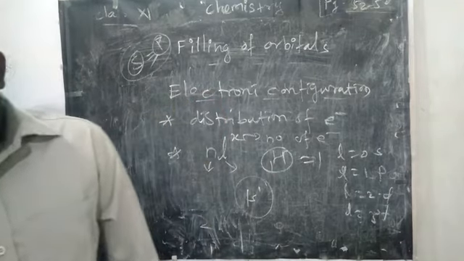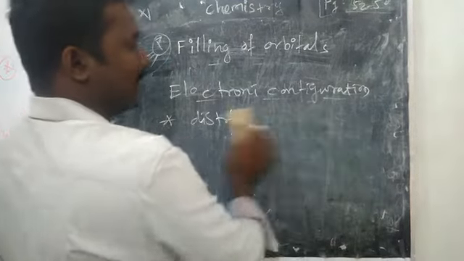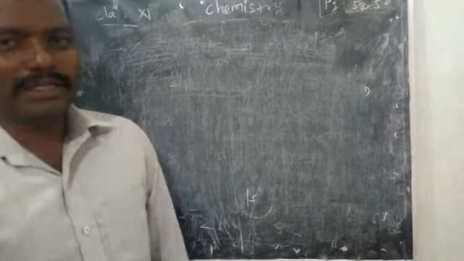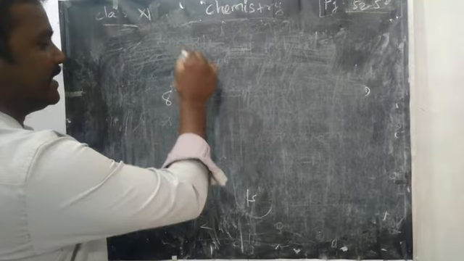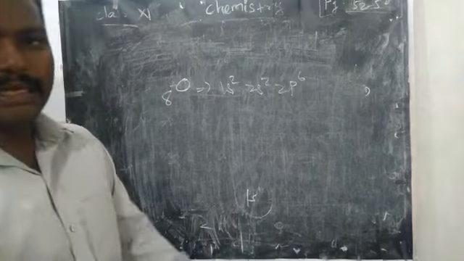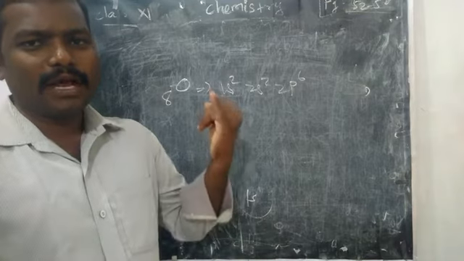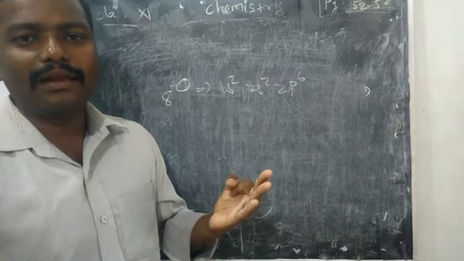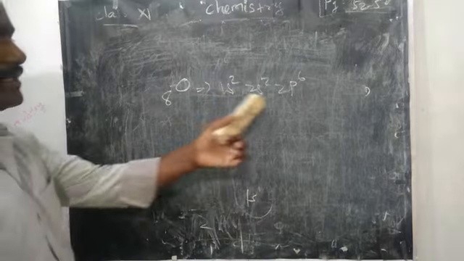The same way you can write for particular elements. A few elements we will write now. Tell me one element. Okay, I will tell myself: oxygen. What's the atomic number for oxygen? 8. So 8 electrons are there, filled from lowest energy. We should follow all 3 rules: Aufbau principle, Pauli's exclusion principle, and then Hund's rule. According to that, if you fail, it comes out wrong.